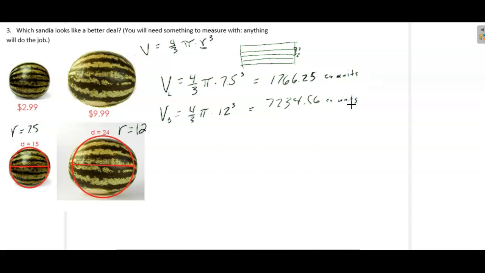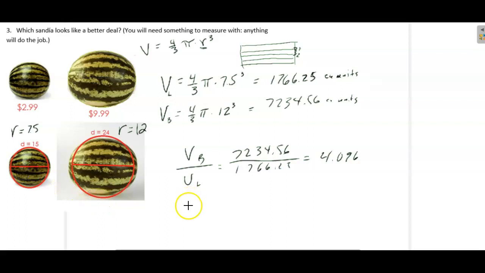And so I would take the volume of the big divided by the volume of the little. That is 7234.56 divided by 1766.25, just to compare their sizes. And the result of that calculation is 4.096. In other words, this sandia, watermelon, is over 4 times as big as the little one.